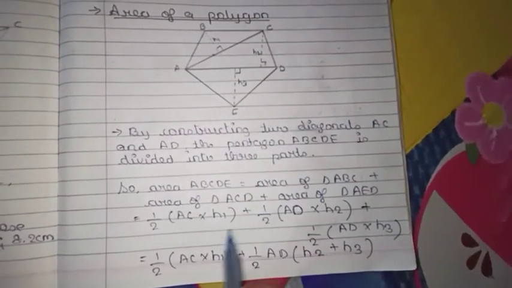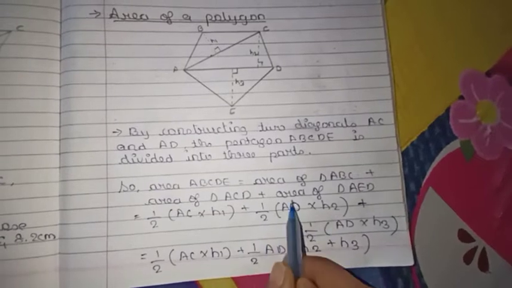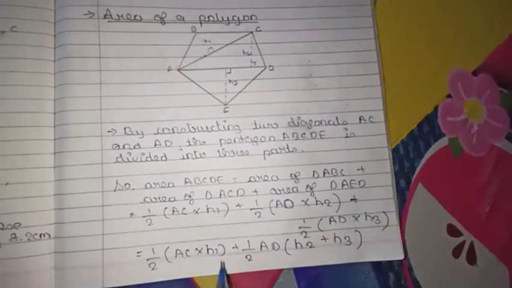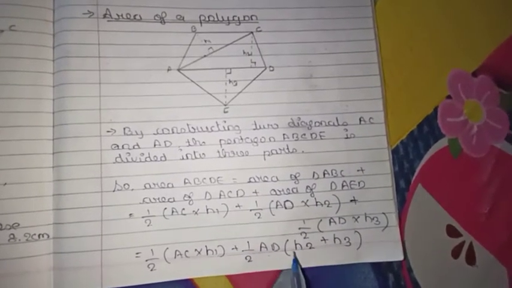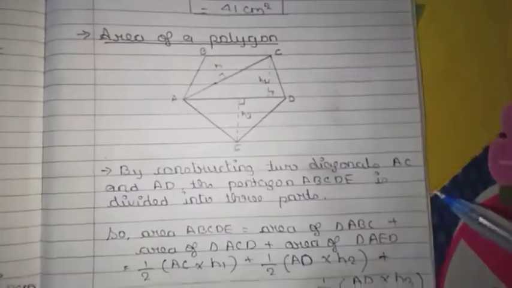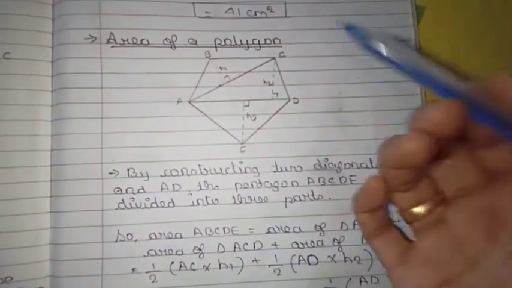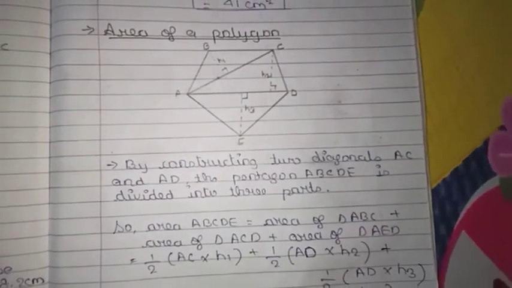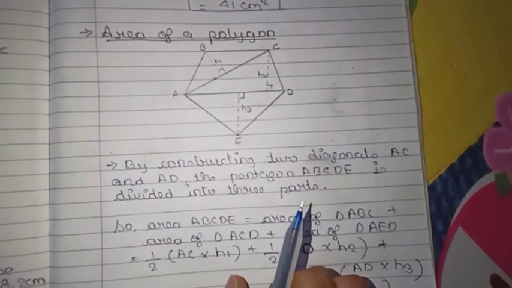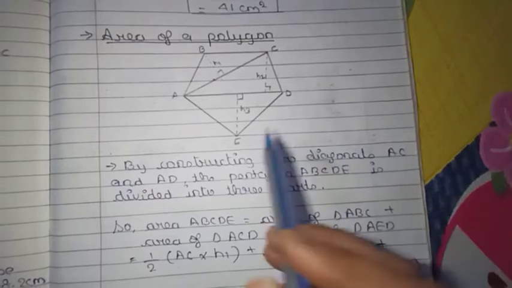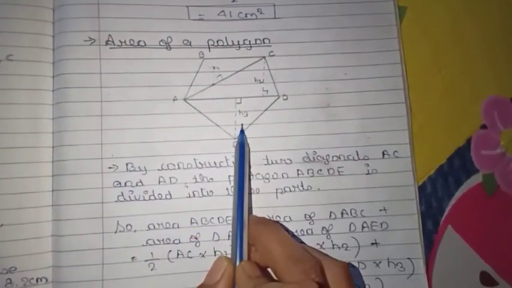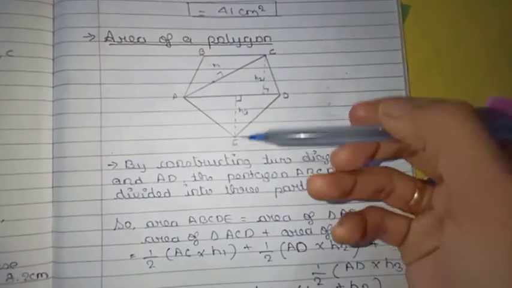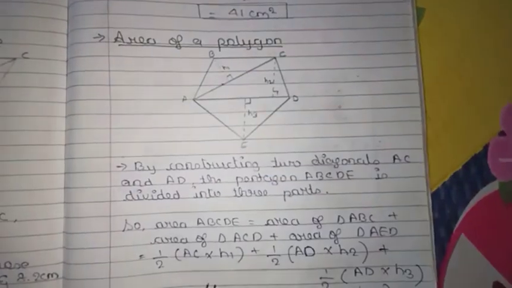So we can see that half AD is common in these two triangles, so we will take that out. Half AC multiplied by H1 will remain as it is, plus half AD multiplied by H2 plus H3. So this is kind of a formula we are creating for the area of any polygon. Whenever a polygon of n number of sides is given to us, we have to divide this into such triangles by drawing the diagonals, and then finding out the area of each triangle, we can get the area of that particular polygon.